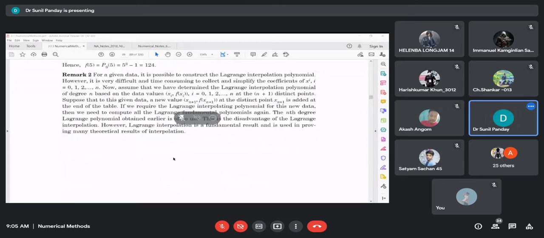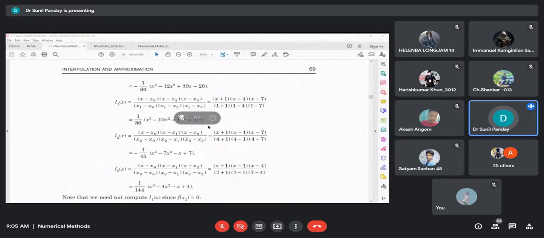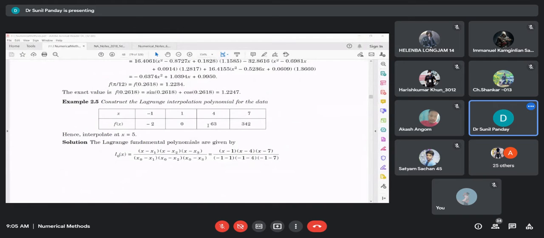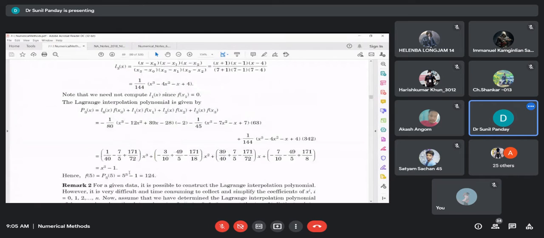So in yesterday's class, we had already discussed this Lagrange interpolation method, and through this method we found one polynomial that best fits the given data, and the desired polynomial is x cube minus 1.